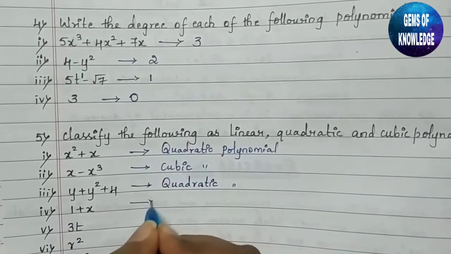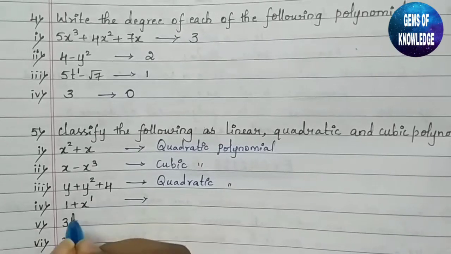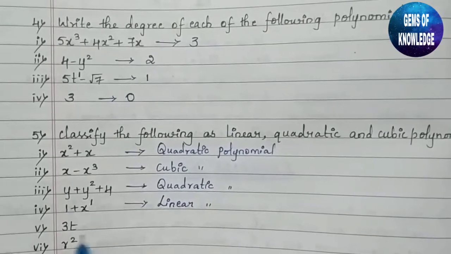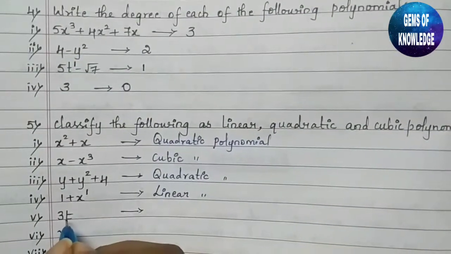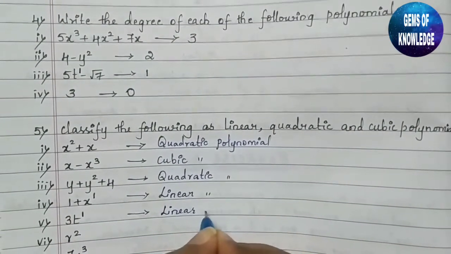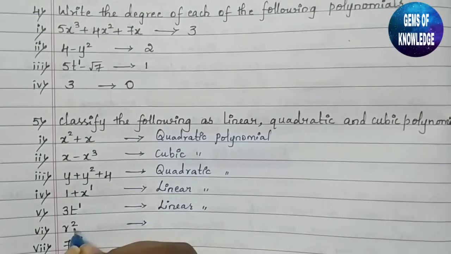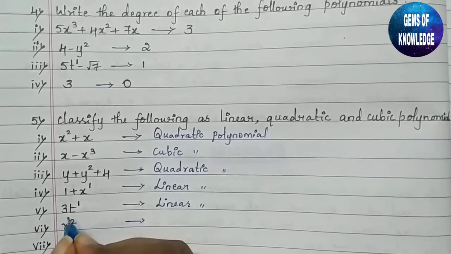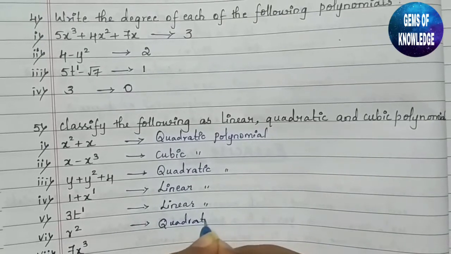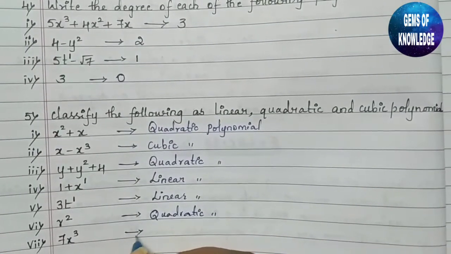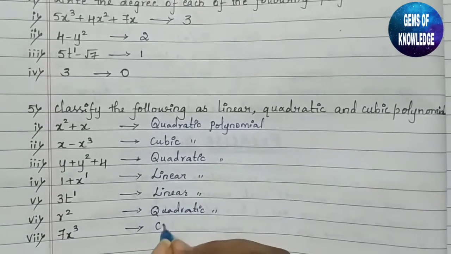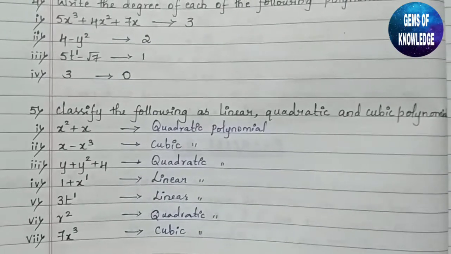Okay, then this x has the power of 1, so this is nothing but a linear polynomial. Then the fifth one, t is to the power of 1, so this is also a linear polynomial. Next, this is r square. Square means it has the power 2, so that is nothing but again a quadratic polynomial. And the last one here is 7x to the power of 3, so this has the power of 3, which means it is again a cubic polynomial.